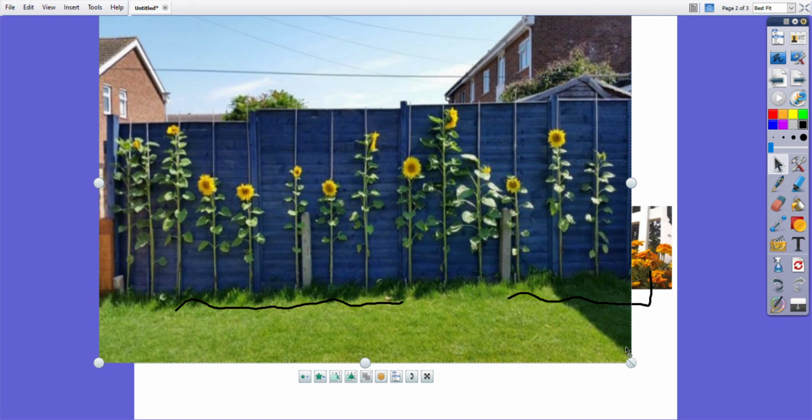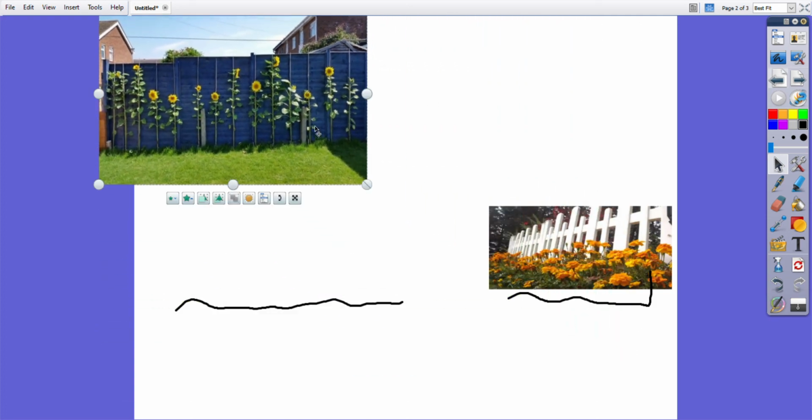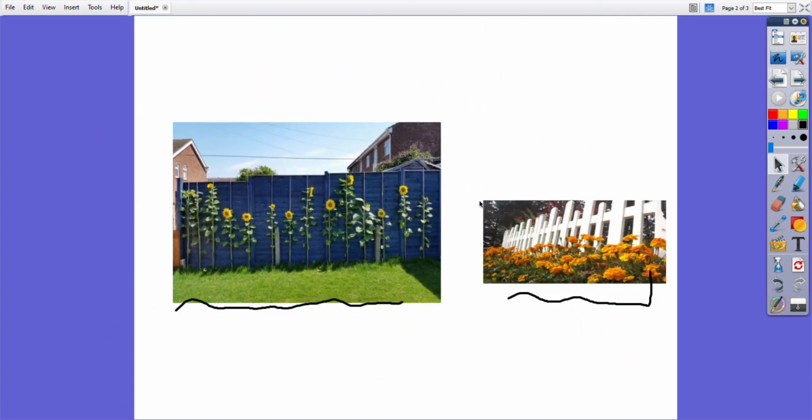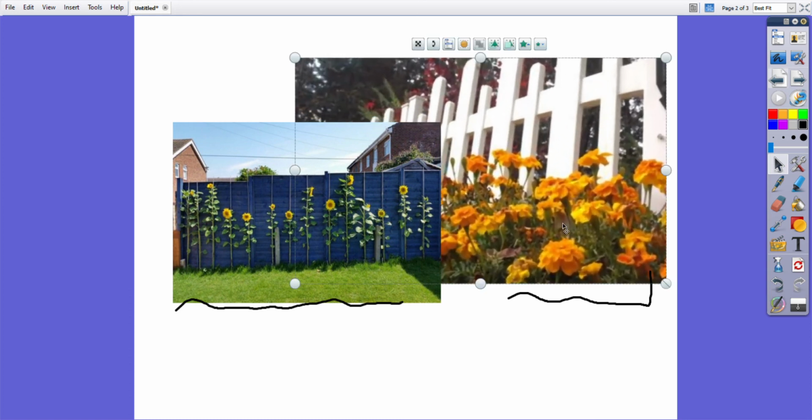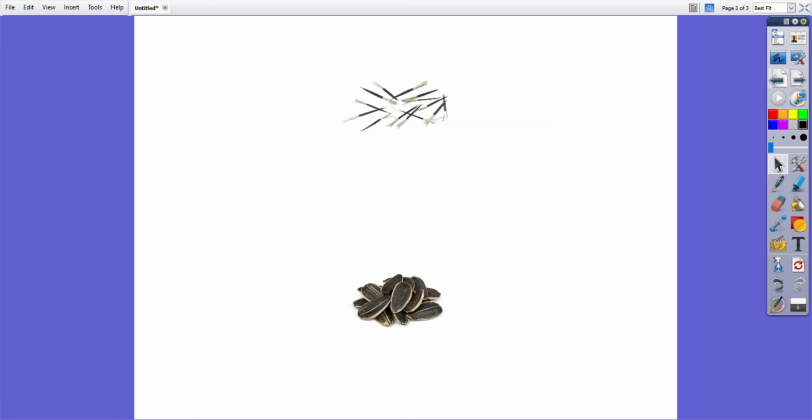Now, I'm going to make this one a little bit smaller, and I want to show you the marigold plant a little bigger and show you something about those marigolds. In the center of the marigold plant, there are also many seeds. So on the next page, we are going to observe the seeds for sunflowers and marigolds. Okay, those are the seeds that you are going to be planting today.